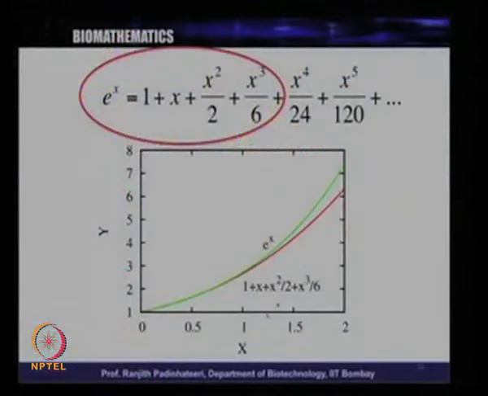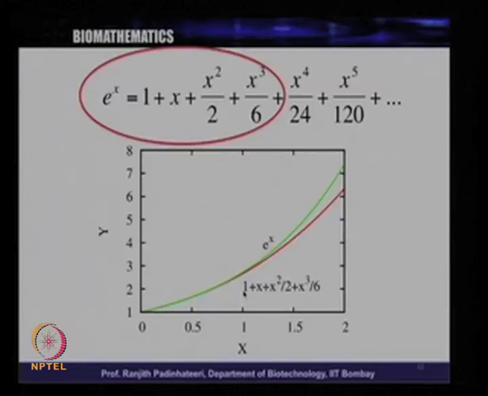So, let us have a look at this graph. What is shown here is that the green is e power x, the red is 1 plus x plus x square by 2 plus x cube by 6. So, this function, what is shown in this red ellipse, is what is plotted here as a red line. 1 plus x plus x square by 2 plus x cube by 6 is plotted using a red line, and e power x is plotted using a green line.